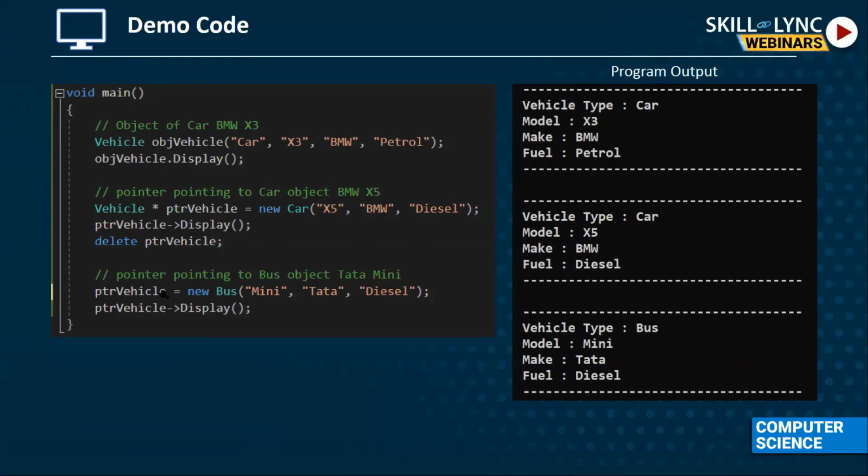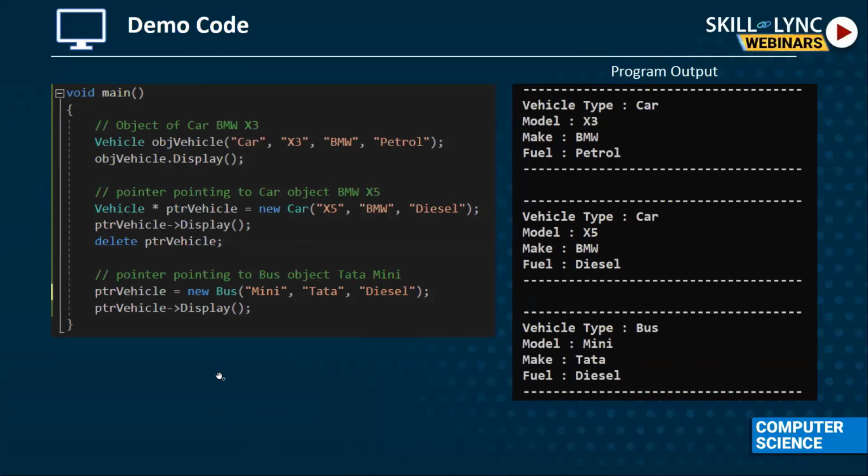The next part you can see is new bus. I'm creating an object of bus and assigning it to the same pointer. Earlier, ptr vehicle was pointing to a car class, and we have deleted it, so the object it was pointing to is now deleted. Now we can reuse this pointer and assign the address of the bus to it. See, ptr vehicle is now assigned the bus object, and if I say ptr display, you can see with the same pointer the output as a bus and all its features or properties.